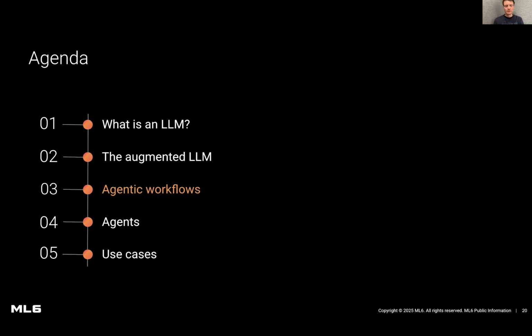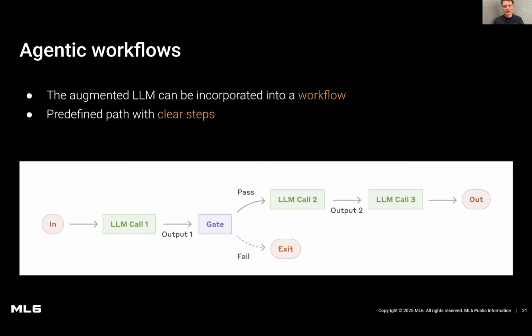And so, once we have such an augmented LLM, such a large language model that has been equipped with multiple tools, we can build agentic workflows. And here I want to make an important distinction between building agentic workflows and fully autonomous agents, which I will come to in a bit. But what do we mean by an agentic workflow?